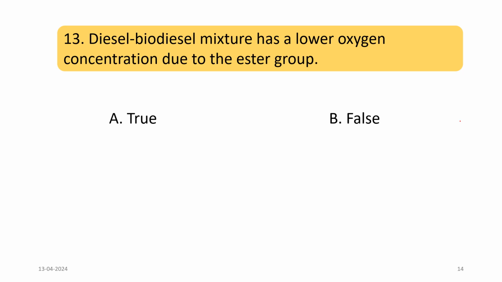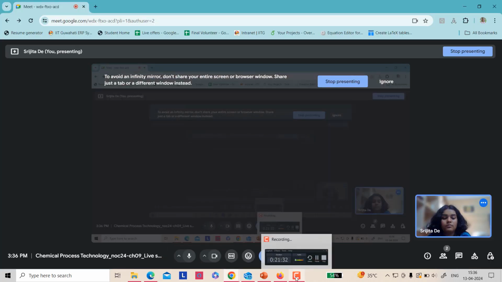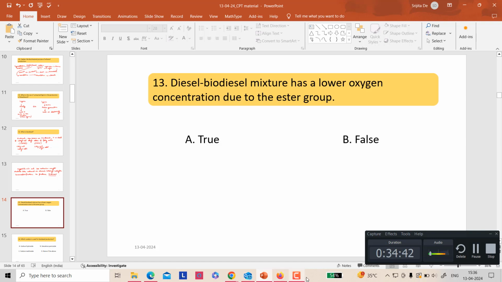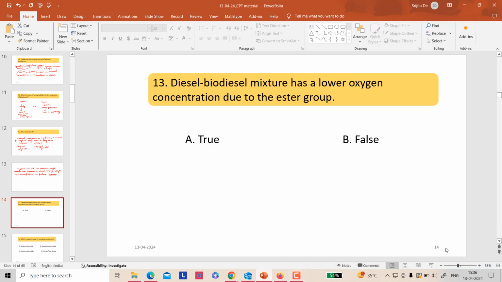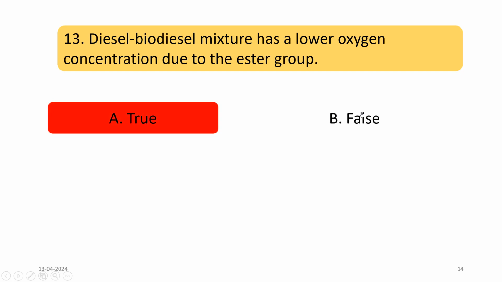Biodiesel mixture has a lower oxygen concentration due to the ester group. Is it true or false? The answer is false because it has a higher oxygen concentration.